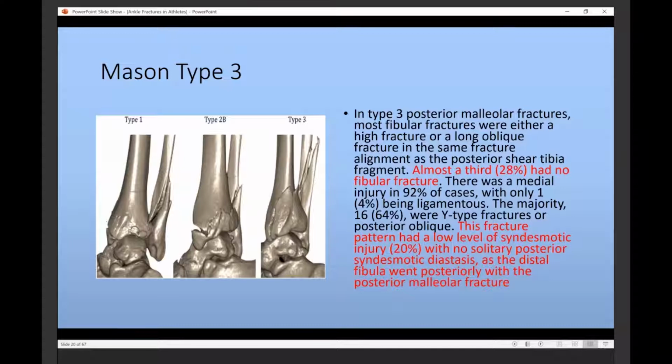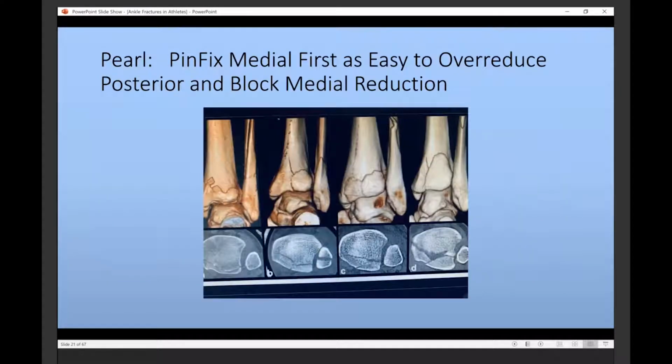A posterior plate's nice in that location as well. So if you can pin fix medially, because it can block your reduction, I've been through that a couple times. Just couldn't get the piece back there because I was trying to get the lateral piece first. So I will expose the lateral piece first, but I'll rotate over and try and pin that medial piece.